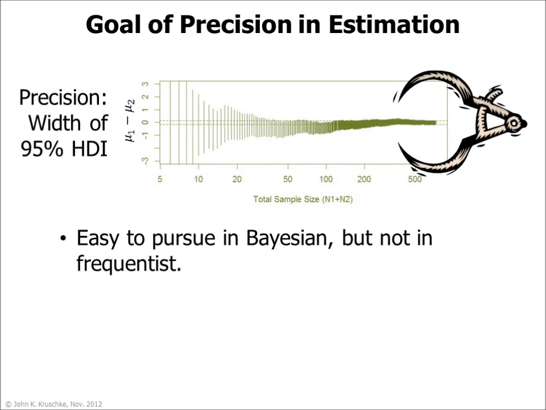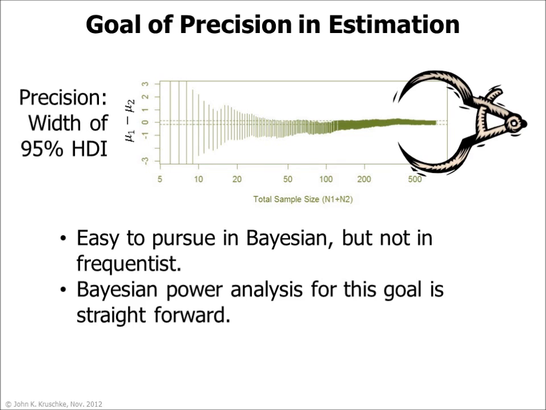This goal is easy to pursue in Bayesian analysis, but not in frequentist approaches. For example, a frequentist confidence interval on the difference of means can become huge merely by intending to conduct other tests. A Bayesian HDI depends only on the actual data. Bayesian power analysis for this goal is straightforward. Explanation and software are provided in the JEP Journal article mentioned previously.